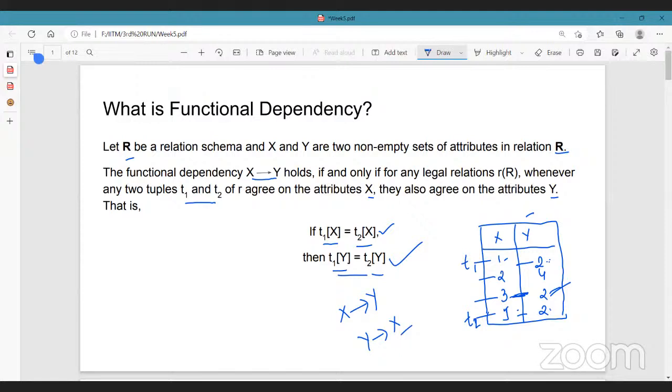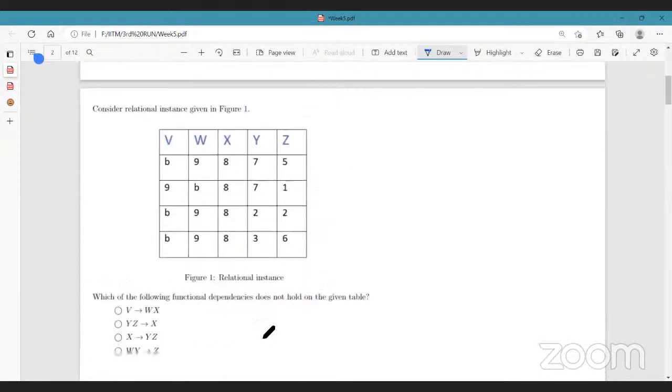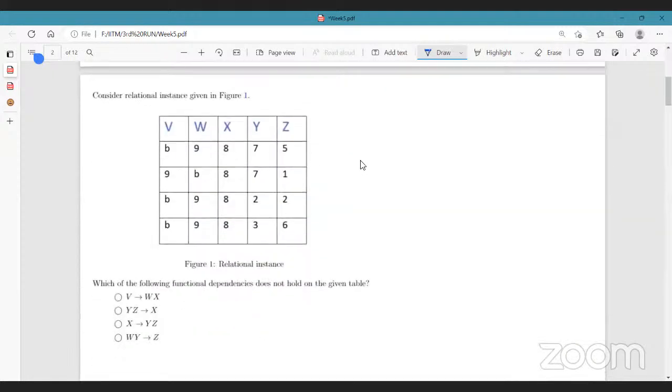Okay. So I hope functional dependency is clear to all. We'll take one example. Here, as you can see, we have a table and we are asked which of the following functional dependencies does not hold on the given table. Okay. So we'll go option by option. Our first option is V determines WX. Now we need to check whether this holds or not.